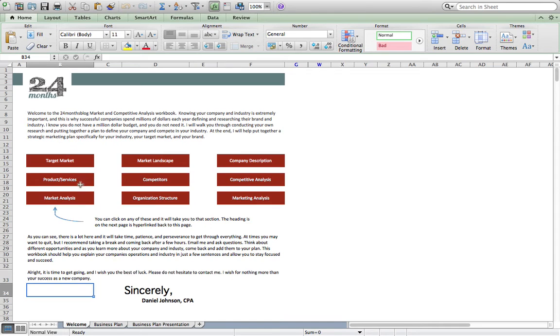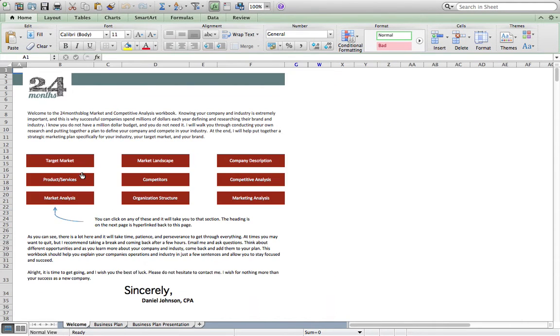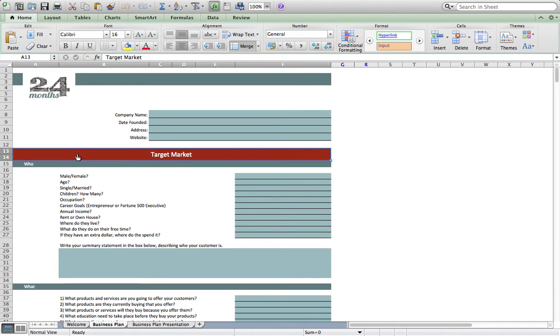Each of these tabs here are hyperlinked to the section on a different tab. They'll take you there, and then these will take you back to this main page. So let's get started. We'll start here.